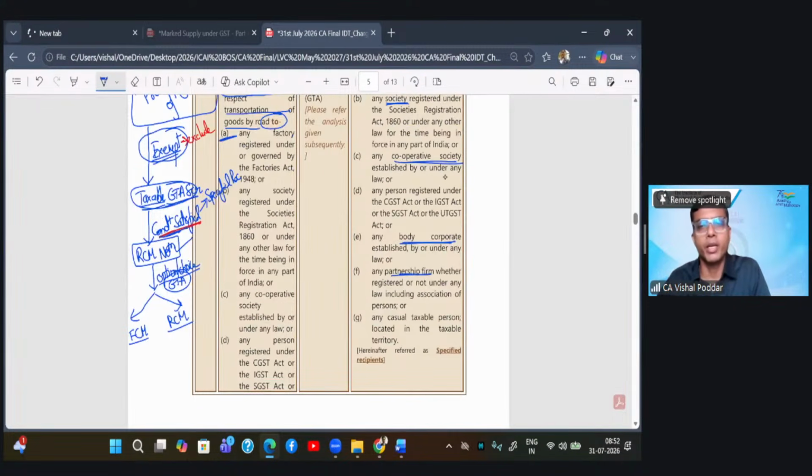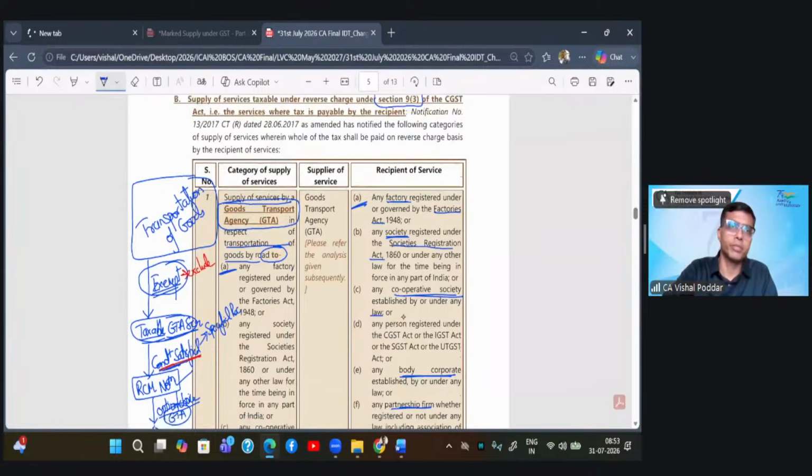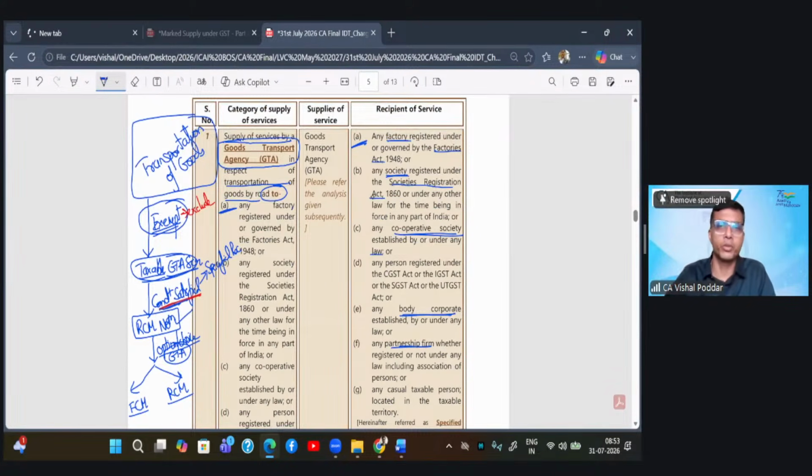Now these ones which I have underlined, you will find that these are the ones who are covered under some specific laws. Factories are governed by the Factories Act, societies are governed by the Societies Registration Act, cooperative societies have their own separate law. Within society and cooperative society, there are multiple laws. Then body corporates, we know they are also established under their particular law, like the Companies Act, etc. And partnership also has its own partnership law.